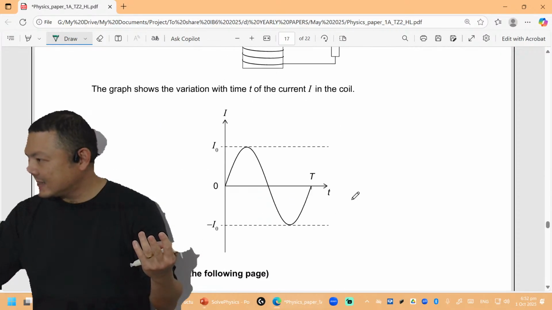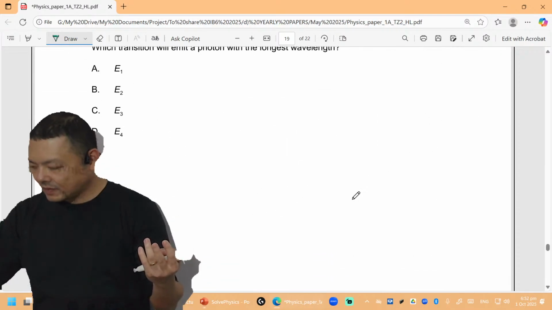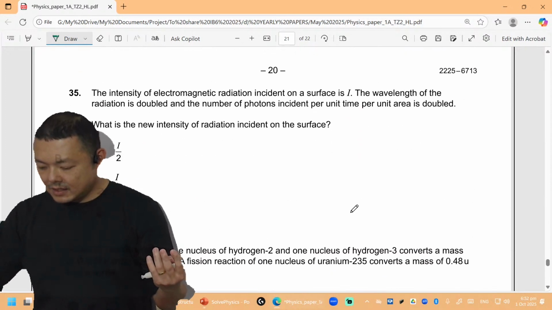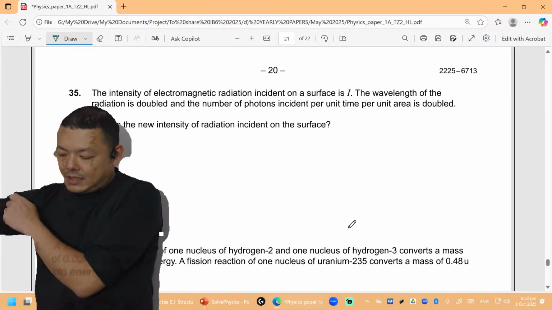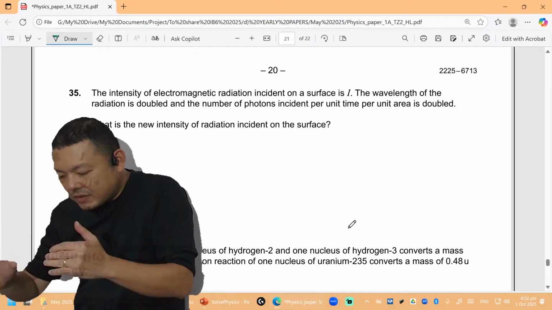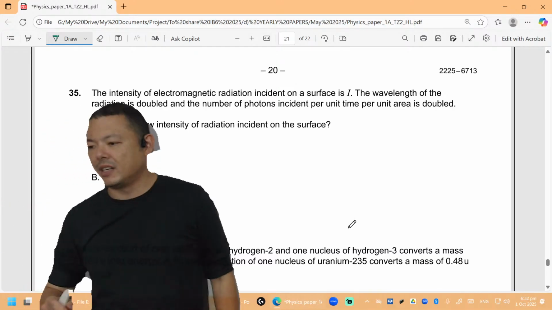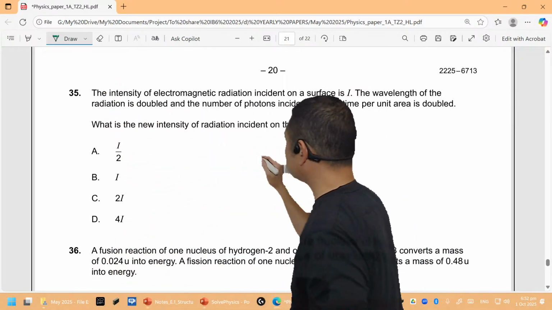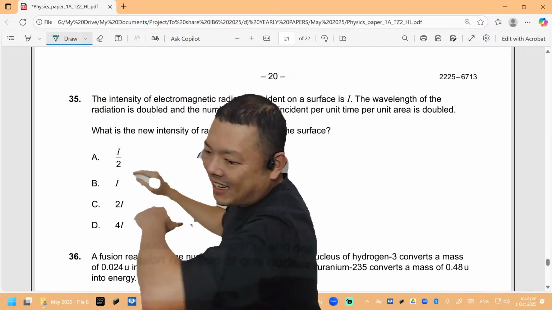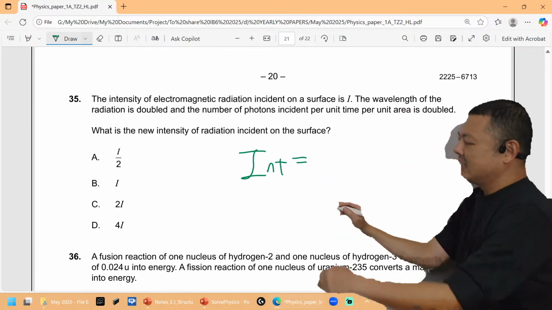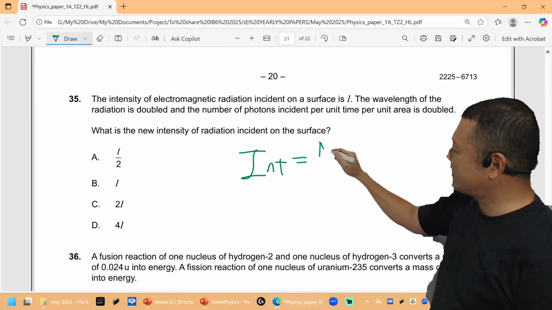35, 36. I'm going to go through 35 and 36. 35 is this one? 35. Say it. N over T.